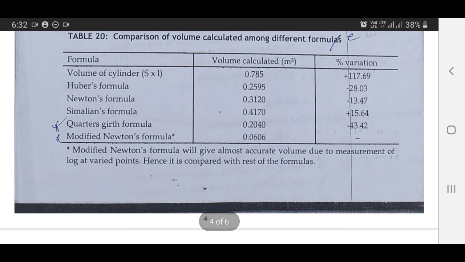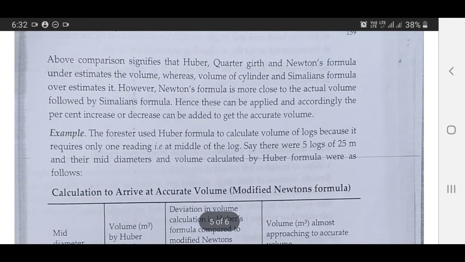The modified Newton's formula will give almost accurate volume due to measurement of log at varied points. Hence, it is compared with the rest of the formulas. Above comparison signifies that Huber, quarter girth and Newton's formula underestimate the volume, whereas volume of cylinder and Smalian formula overestimate the volume. However, Newton's formula is more close to the actual volume followed by Smalian formula. Hence, these can be applied and accordingly the percent increase or decrease can be added to get the accurate volume.